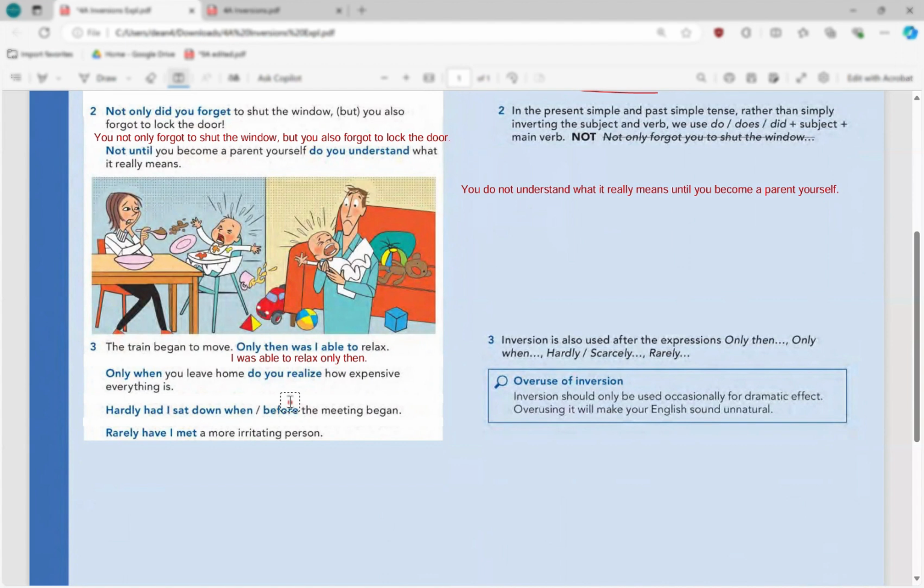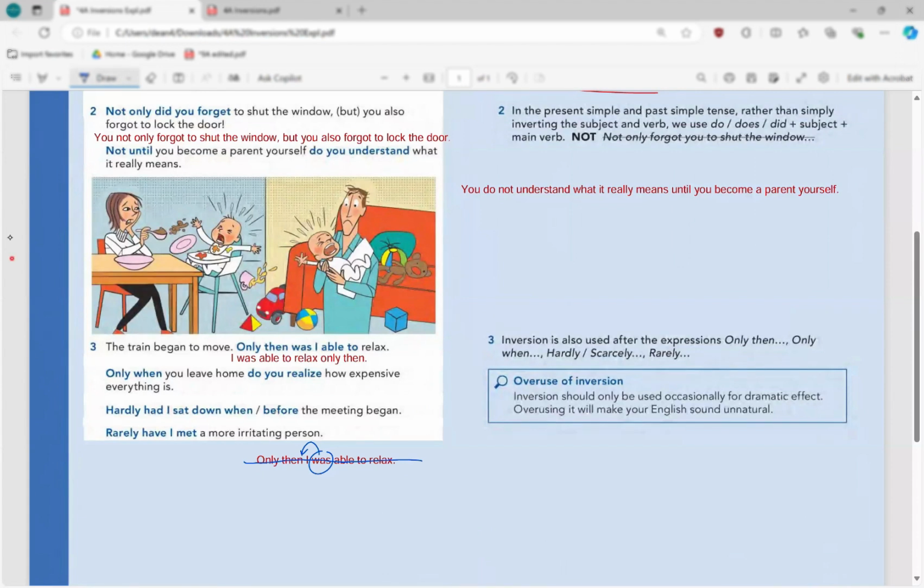But if I want to make the effect of it stronger, I say only then was I able to relax. If I say only then I was able to relax, will it be a mistake? Yes, it will be a mistake. They understand the meaning, but it is a grammatical mistake, guys. No good. Why? Because was has to be put before the subject in an inversion case. Okay, so we should take care of that.